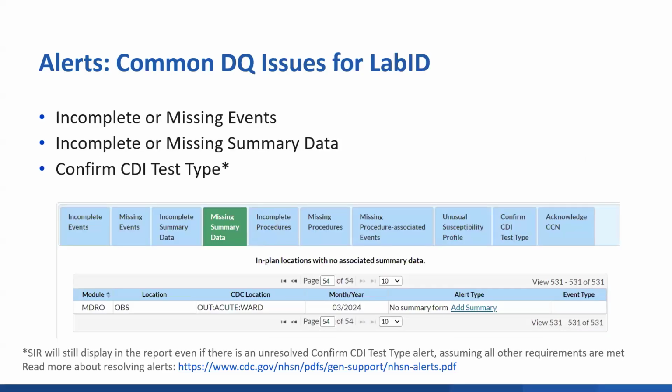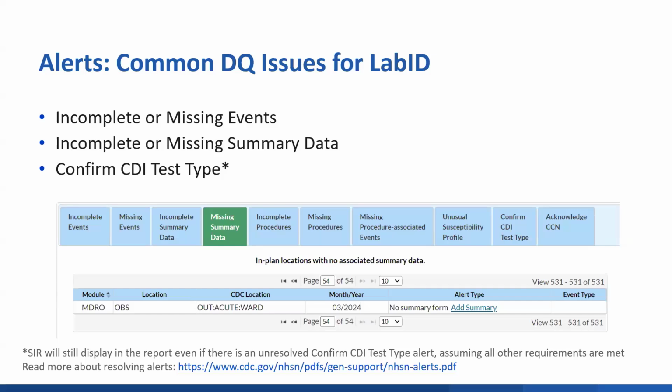Some common data quality alerts that are specific to LabID are the incomplete and missing events alert. This alert is just if you've designated your following LabID reporting for a specific location and month. If you have not reported any events for that month and/or you have not checked the report no events box, you'll get this alert.